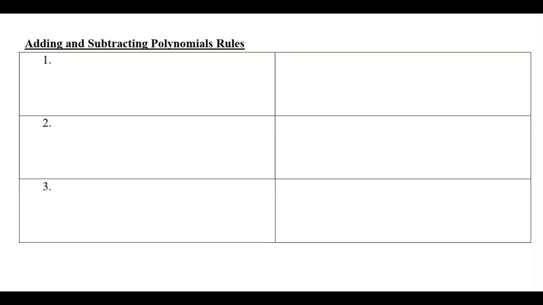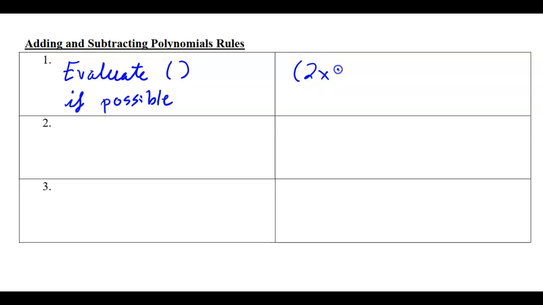Adding and subtracting polynomials. So when you have values that you're adding and subtracting, the first thing is to evaluate parentheses if possible. So if you have something like 2x plus 3x minus 10, because these are like terms, I can evaluate them as 5x minus 10. So if there's anything to do in the parentheses, you want to do that first.